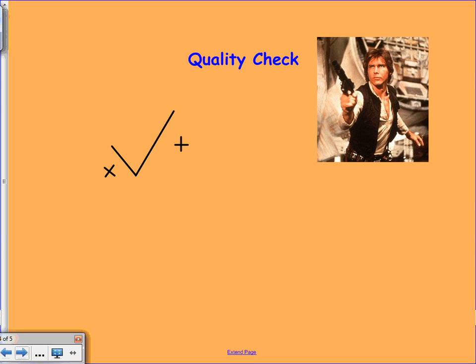So this is how we turn a mixed number into an improper fraction. And no, Han Solo is not the key. It's just a funny picture I think you guys would like. So we are going to put numbers and use quality check. Give me a thumbs up if you've ever heard of quality check. Great. So let's look at it.